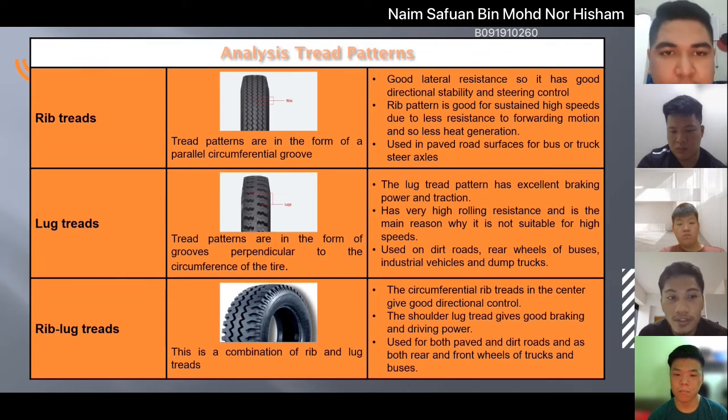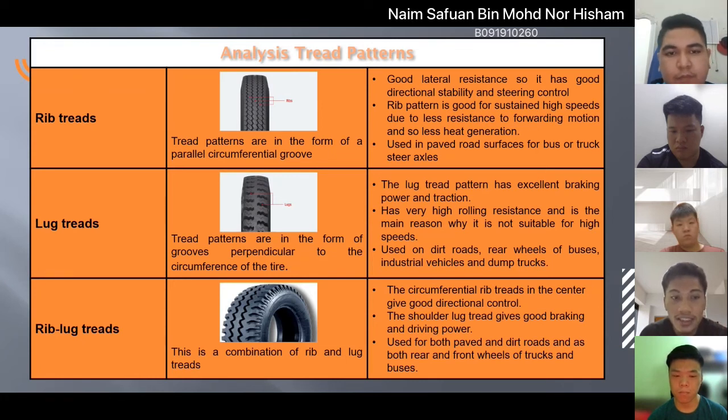Secondly, we go to the lug treads. This tread pattern is in the form of grooves perpendicular to the circumference of the tire. This tread has excellent braking power. It also has very high rolling resistance, which is the main reason it is not suitable for high speed. Usually this tread pattern is used on dirt roads, for rear wheels of buses, industrial vehicles and dump trucks.